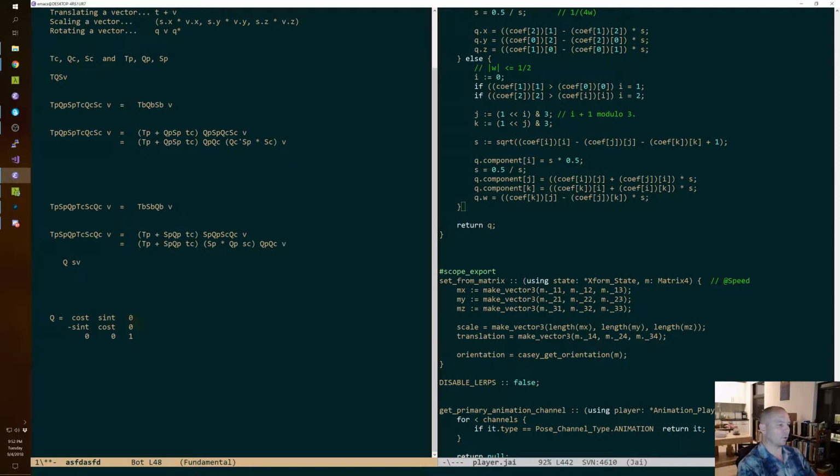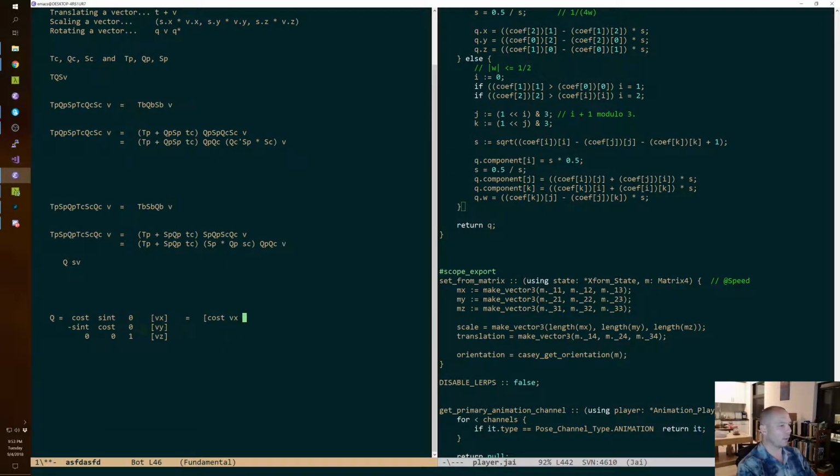So for a 3x3 matrix, the vector would normally be Vx, Vy, Vz, right? So what happens when I multiply this matrix by this vector and you write it out? Well, let's do that, right? So this gives you cosine theta, and let's just write it this way.